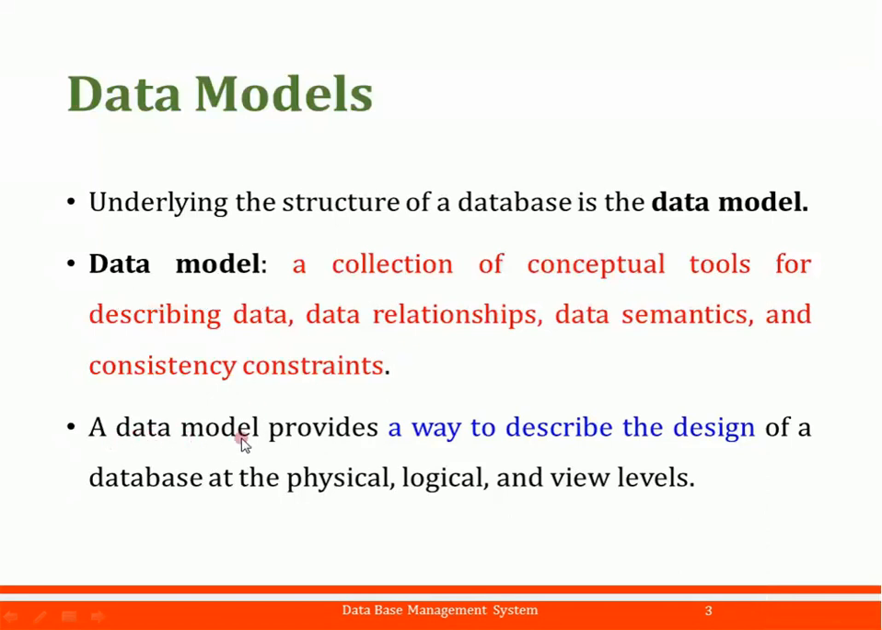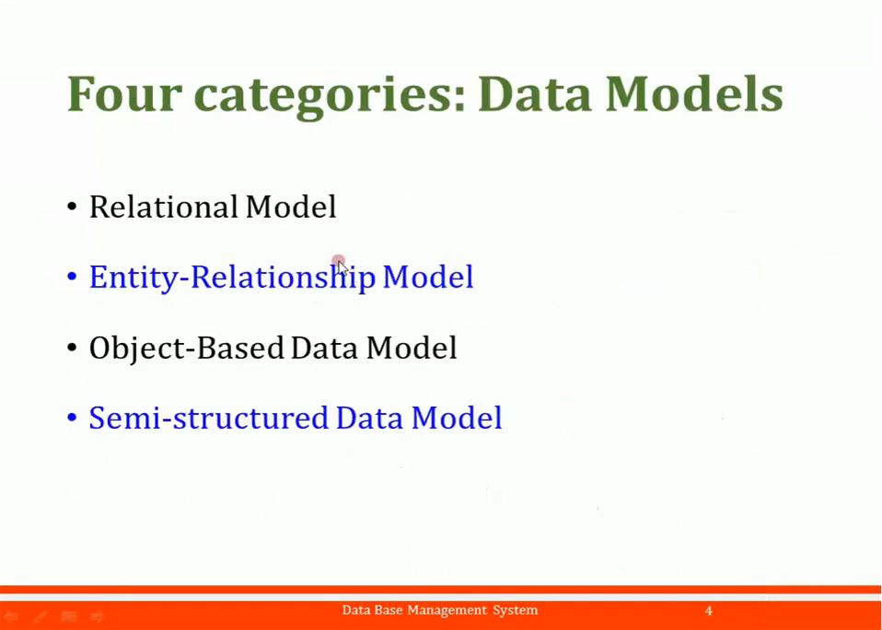A data model provides a way to describe the design of a database at the physical, logical, and the view levels. We already discussed what are the various levels of a database, and this data model provides a way to describe the design of the database at all these levels. We have four different categories of data models, and they are relational model, entity relationship model, object-based data model, and semi-structured data model.